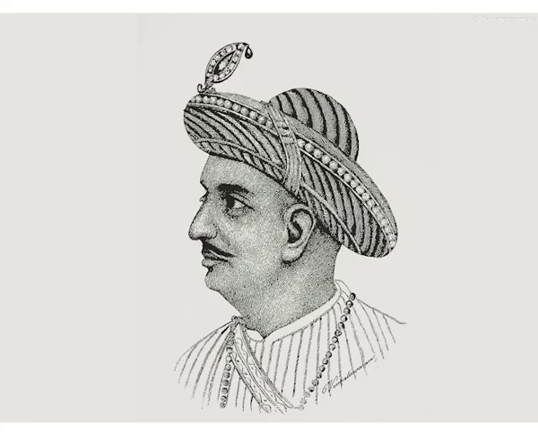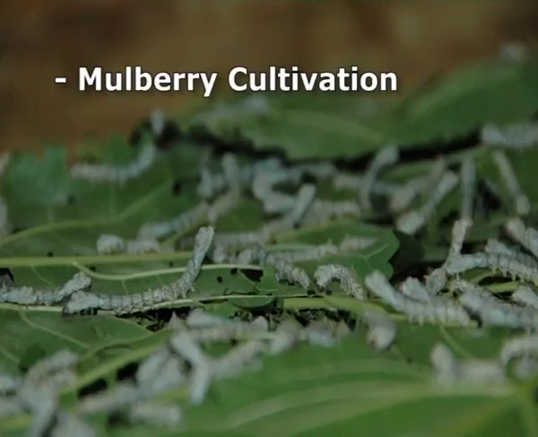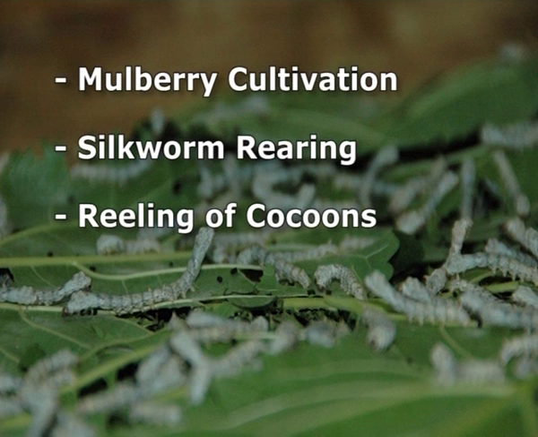Introduction. Sericulture is an important agro-based, labor-intensive, export-oriented cottage industry introduced to India more than 200 years ago. In fact, it was Tipu Sultan, the King of Mysore, who organized this industry in 1780. This industry consists of three sectors that are linked to one another like a chain. They are mulberry cultivation, silkworm rearing, reeling of cocoons, silk twisting and silk weaving.